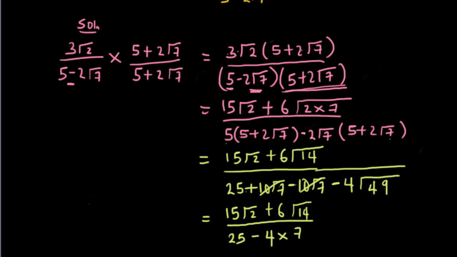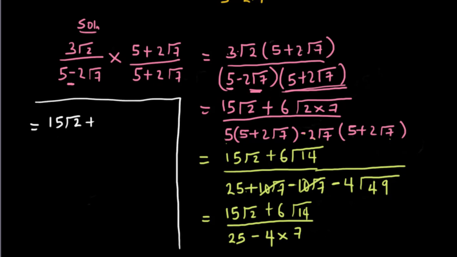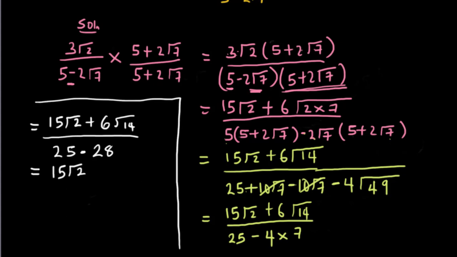Do you understand? So if we do the remaining by the side here, so we are going to be having equals to 15 root 2 plus 6 root 14 all over 25 minus 4 times 7 is what? 4 times 7 is 28. So we have minus 28. Do you understand? So we are left with equals to 15 root 2 plus 6 root 14 all over 25 minus 28 is minus 3.